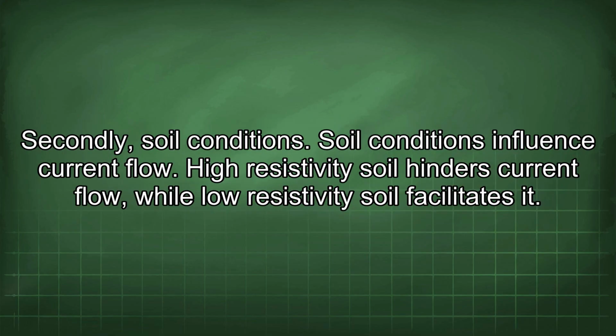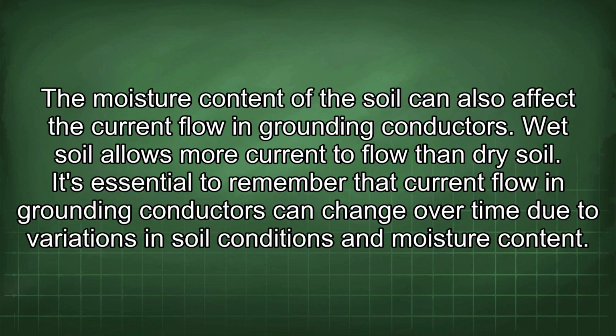Secondly, soil conditions. Soil conditions influence current flow. High resistivity soil hinders current flow, while low resistivity soil facilitates it. The moisture content of the soil can also affect the current flow in grounding conductors. Wet soil allows more current to flow than dry soil.